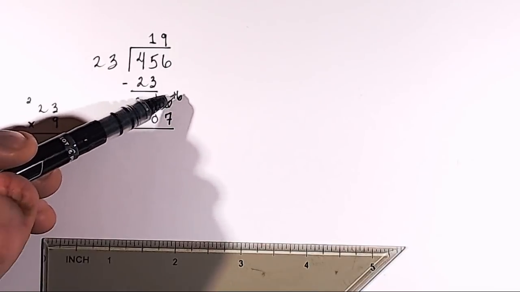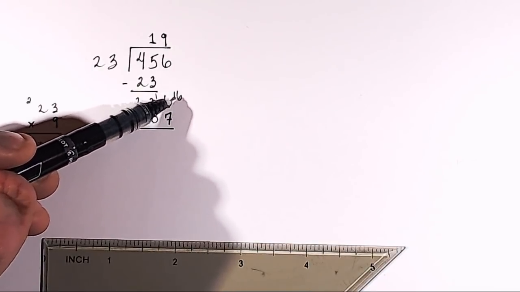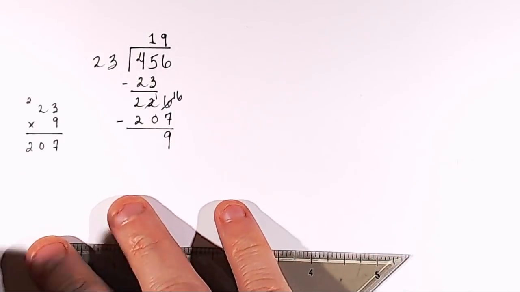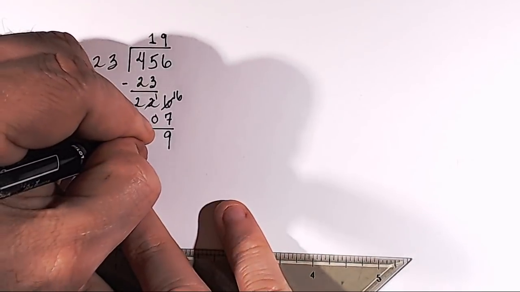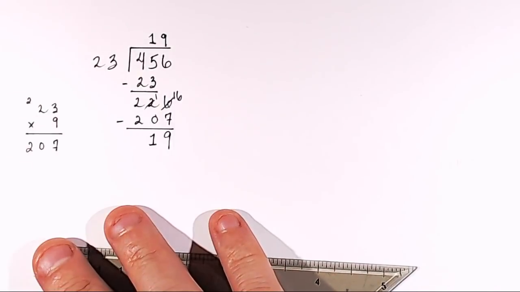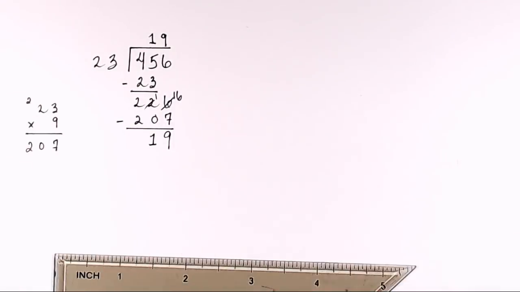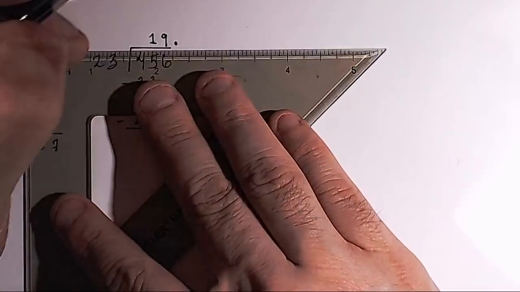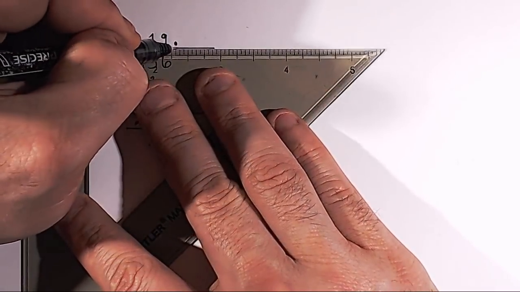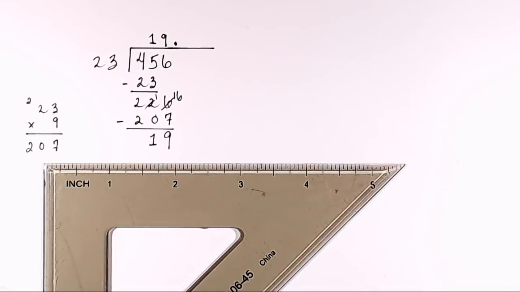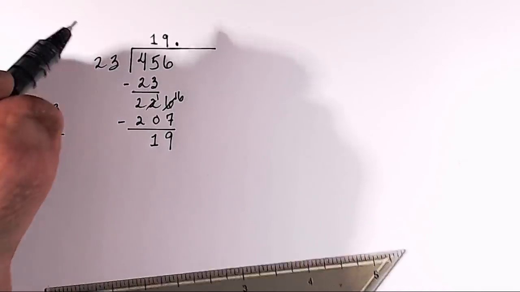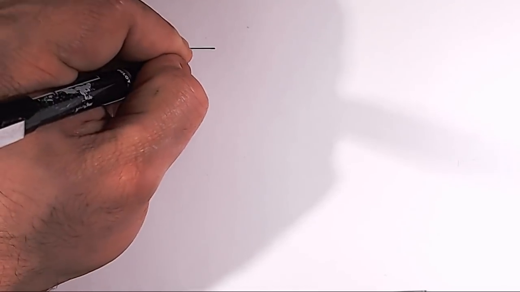So now, what is 16 minus 7? Now that's 9. 1 minus 0 is 1. And 2 minus 2 is 0. So just 19 as a remainder. And now we go into extra innings. Put that decimal point and extend the division bar. Okay, now we're going to bring down another 0.